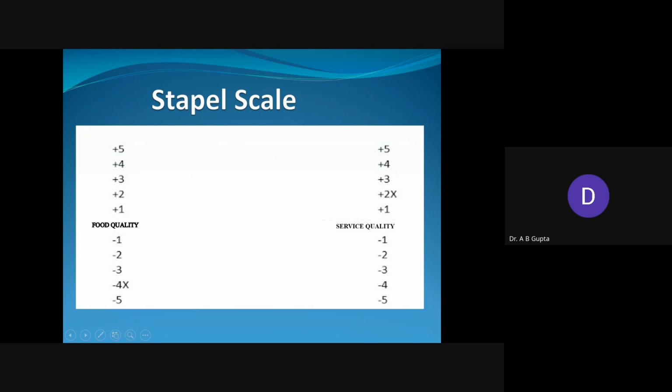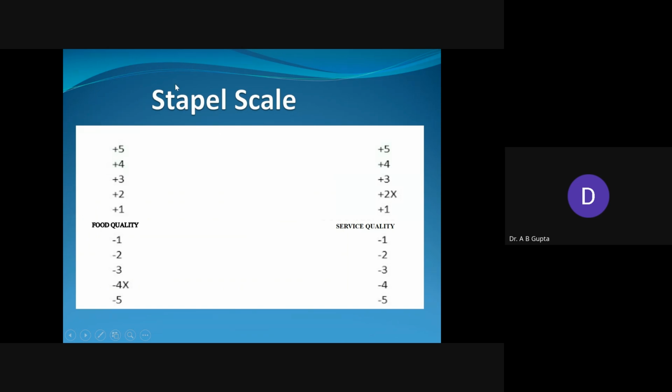Service quality, -5 to +5, no 0. And similarly, you can have some other parameters also. For example, the environment is good or not, a good place to sit, a neat and clean environment. Again, you can go from -5 to +5.